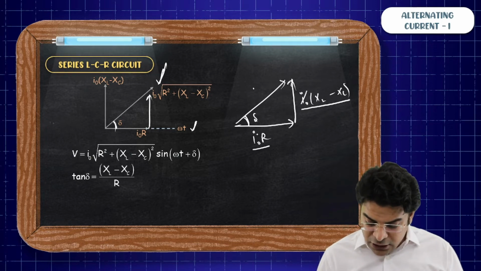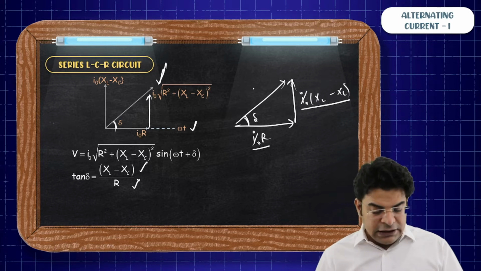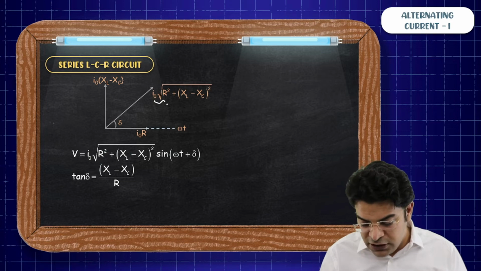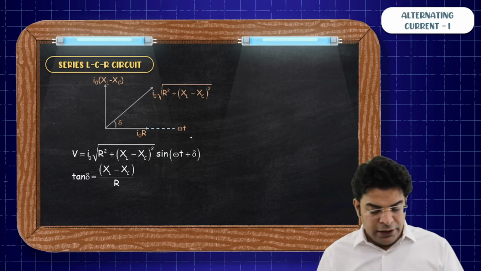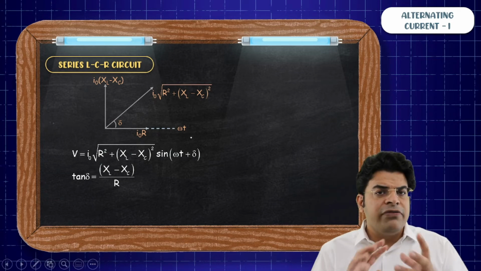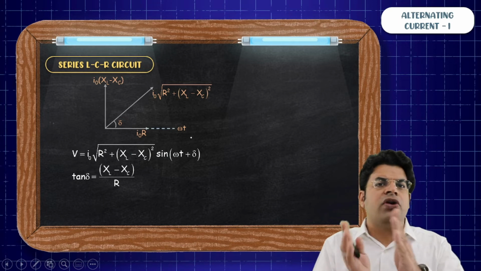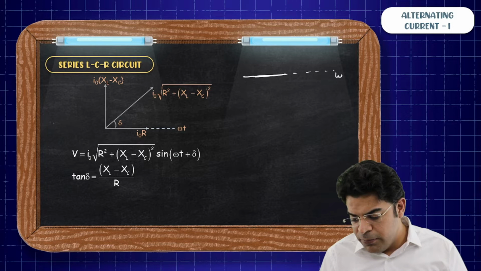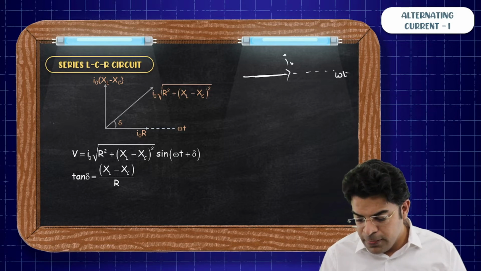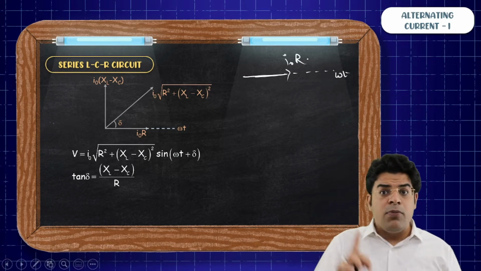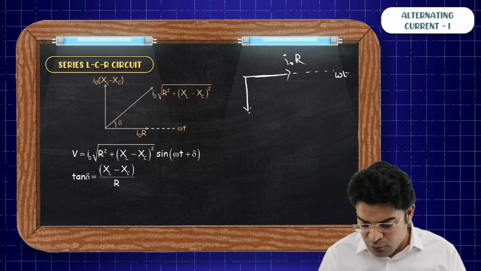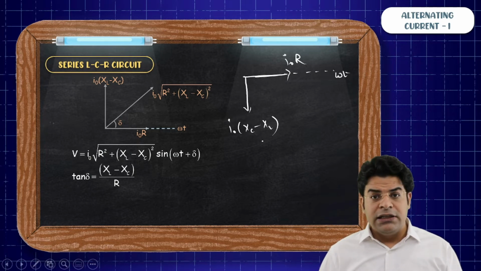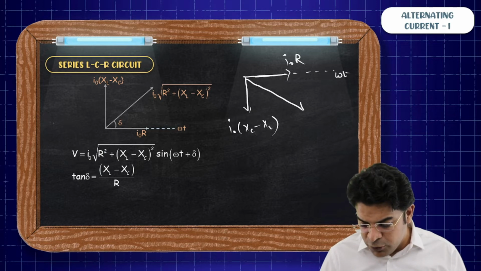When I naught gets cancelled, you get (XL minus XC) upon R. So using this, you can find out the phase difference between the resultant potential drop and the current. Do understand that if the value of XC were more than XL, then the horizontal part in the phase of omega t, you will get I naught R. And if XC is more than XL, you will get here downwards I naught times (XC minus XL). In such a case, you will get the phase of potential somewhere here.